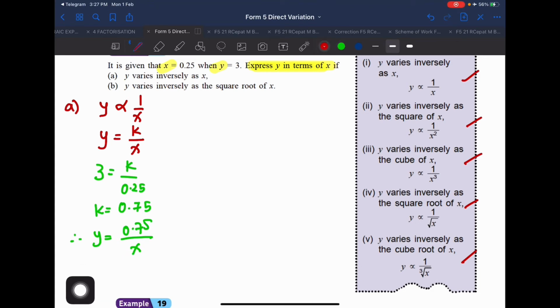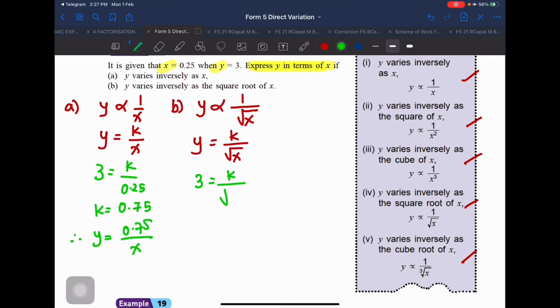Next, part B. y varies inversely as 1 over the square root of x. So this is the square root of x. We need to change it into the equation. So y is equal to k over square root of x. First we need to find the value of k. From the question given, the value of y is 3, which is equal to k over square root of 0.25. So k, you press the calculator, so k is equal to 1.5. Hence y is equal to 1.5 over square root of x. As simple as that.